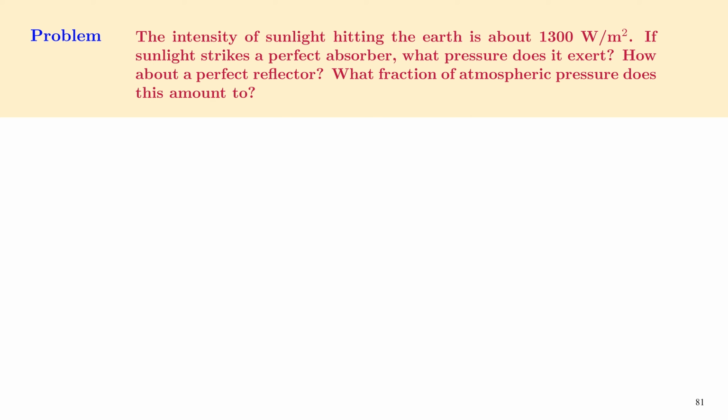Let's now do this problem. The intensity of sunlight hitting the earth is about 1300 watts per meter square. If sunlight strikes a perfect absorber, what pressure does it exert? How about a perfect reflector? What fraction of atmospheric pressure does this amount to?